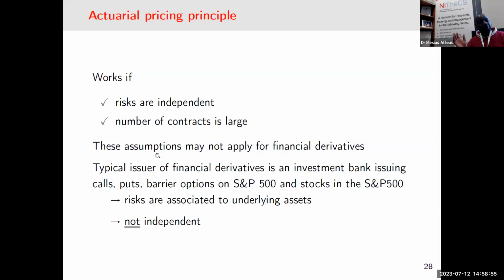But typically, and this is what differentiates actuarial science from mathematical finance, the issuer of financial derivatives is an investment bank that issues calls, puts, barrier options, and other exotic options on, say, the S&P 500. But in general, the risks associated with individual assets are not independent. And already this falls out, so actuarial pricing cannot be used. Of course they are not independent, and that means this approach cannot be used.